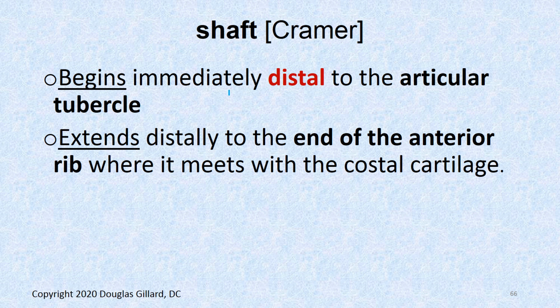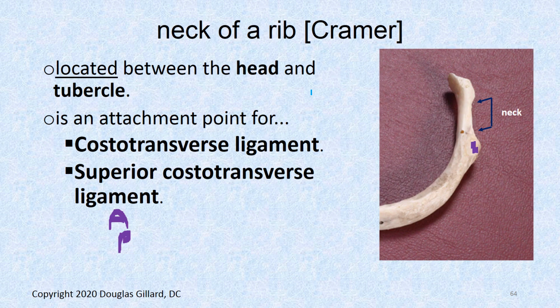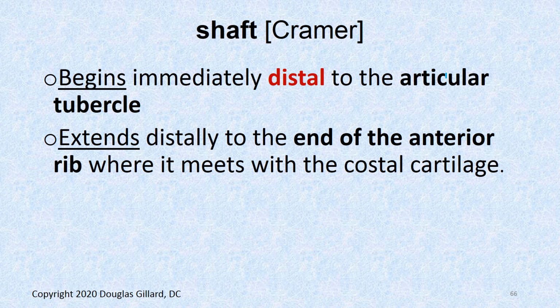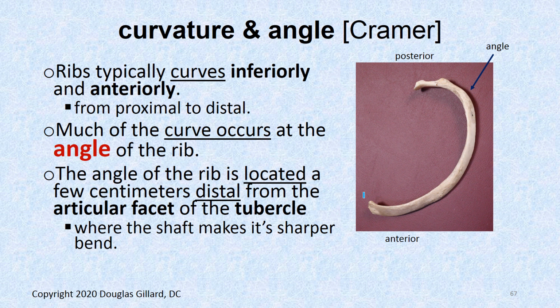Shaft, okay, so the shaft begins immediately distal to the articular tubercle. Where was that again? So there's the articular tubercle, so the shaft would start right here. And there's the shaft. Good. Tubercle, neck, head of the rib. And it extends distally all the way to the anterior rib where it meets the costal cartilage. The shaft includes the angle of the rib. The angle is part of the shaft where it bends.